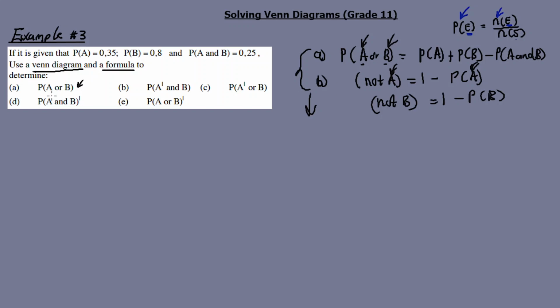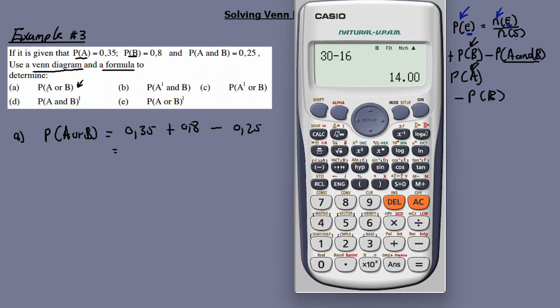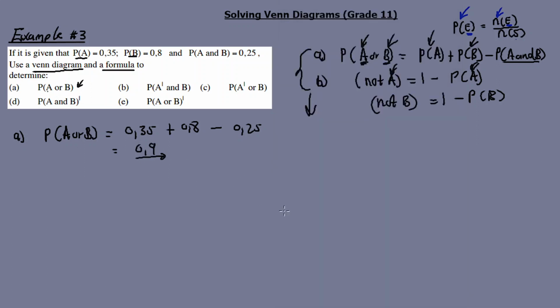I have the probability of A or B. So the probability of A or B is equal to the probability of A, which I'm given now as 0.35, plus the probability of B, which is given as 0.8, minus the probability of A and B, which is 0.25. So 0.35 plus 0.8 minus 0.25 gives the answer 0.9. Answer it together, right?